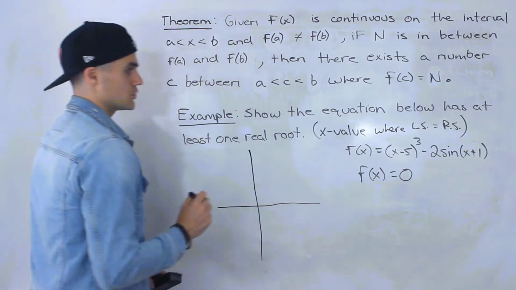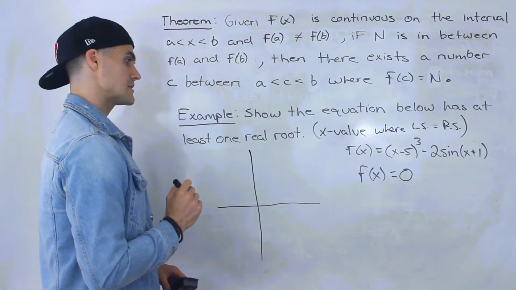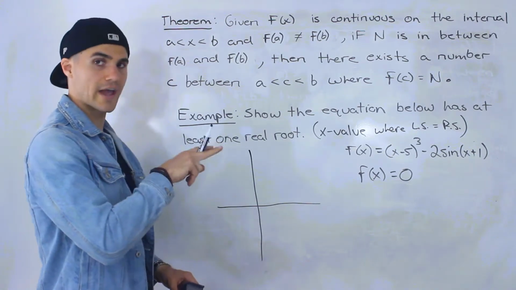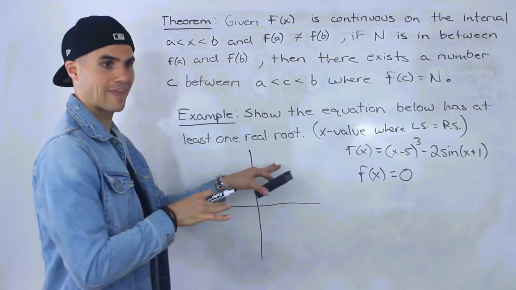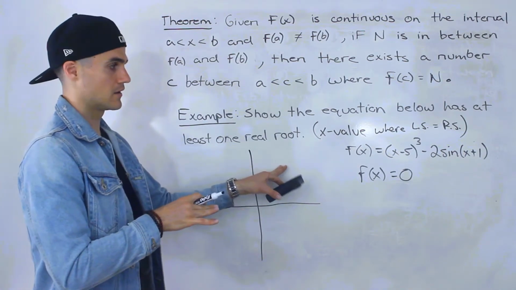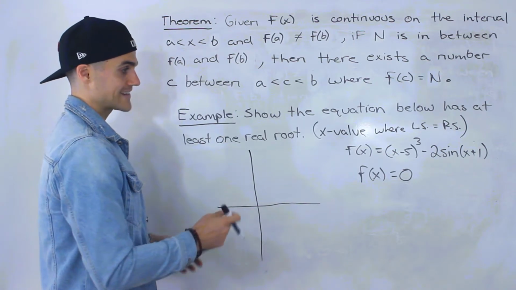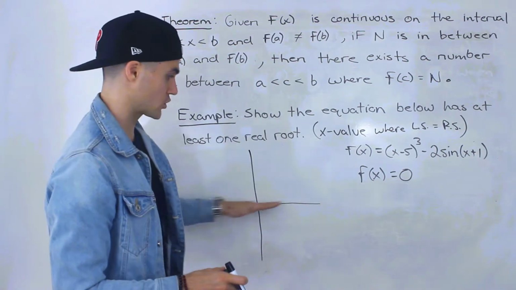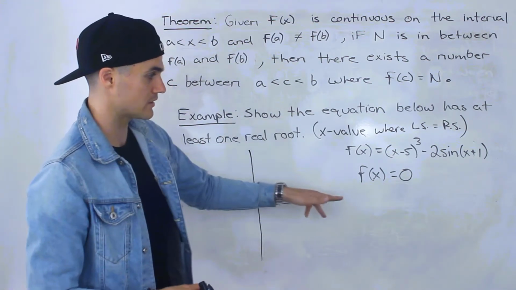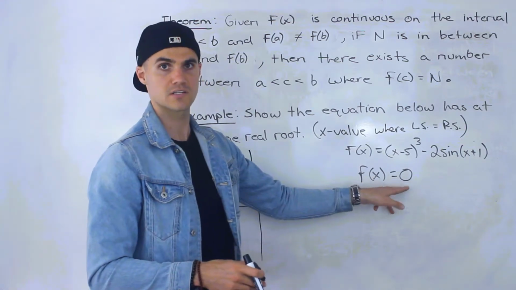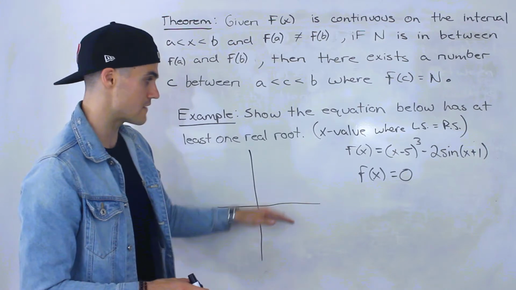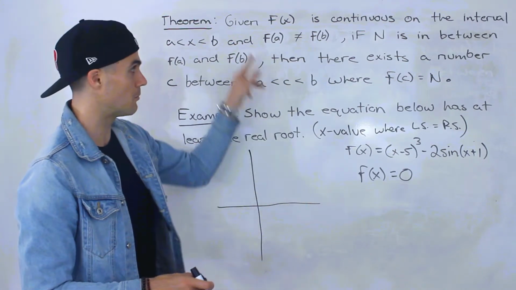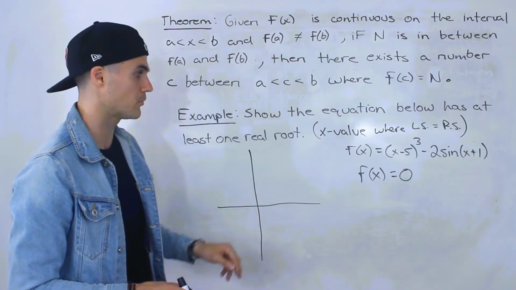Well, what we've got to do is pick two x values that are going to have a negative y value and then a positive y value. And then we'll know that at some point, this function has to cross the x-axis. At some point, this function is going to equal 0, if we find a negative y value and a positive y value. By this theorem, it's going to have to cross at some point.